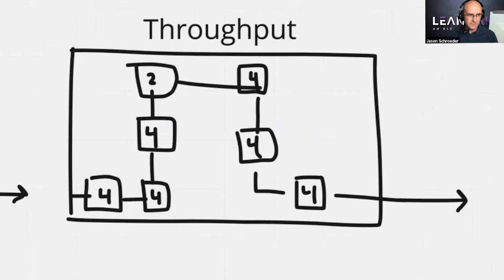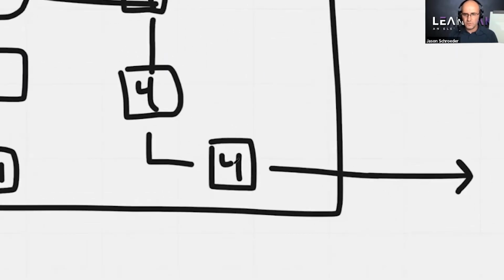Can somebody tell me? If you've already been through this, don't venture a guess. But if you're adventurous and you've never seen me do this before, what would be the throughput of the system per hour? How many parts would we produce per hour? 2. 2? Okay, let's go with that.